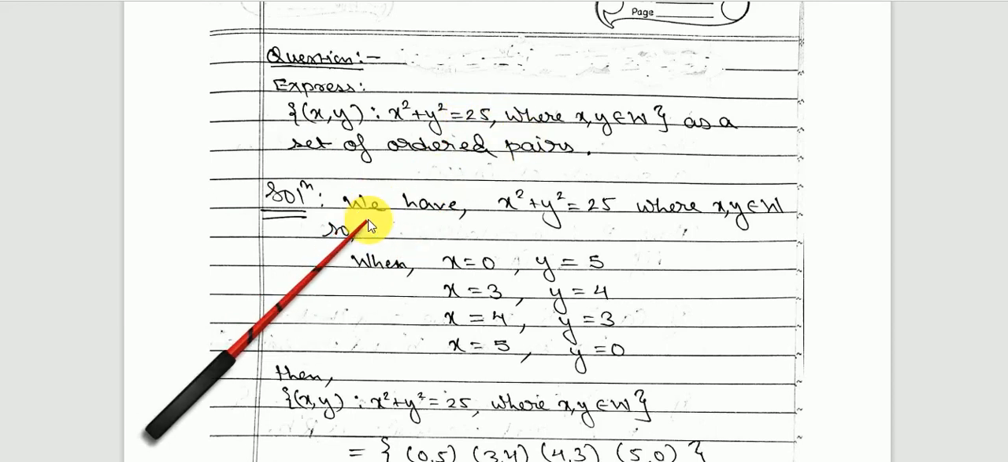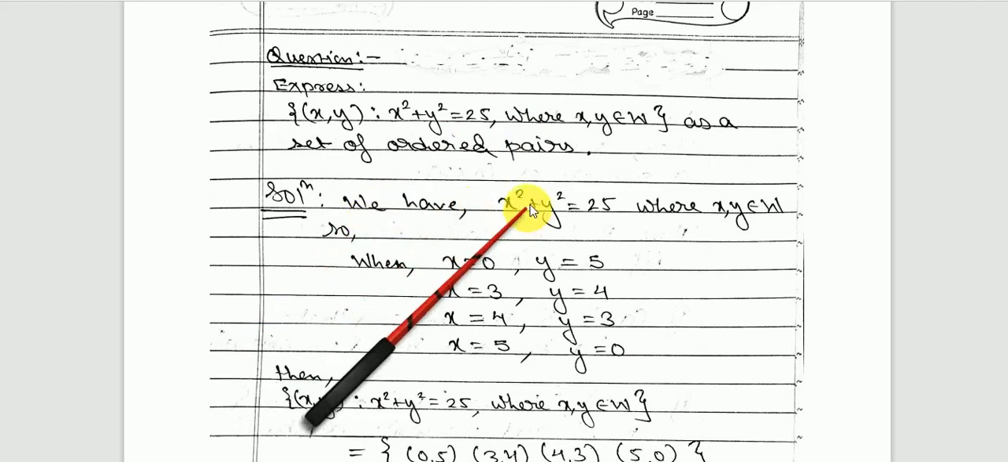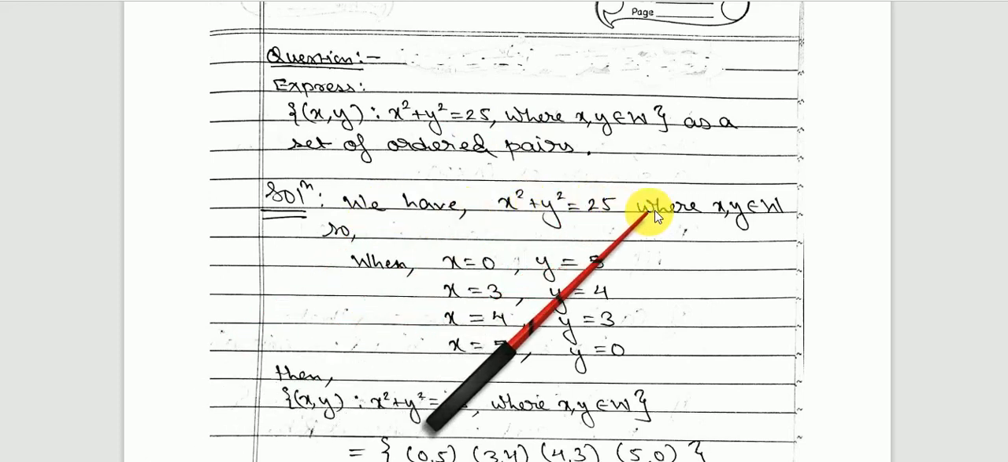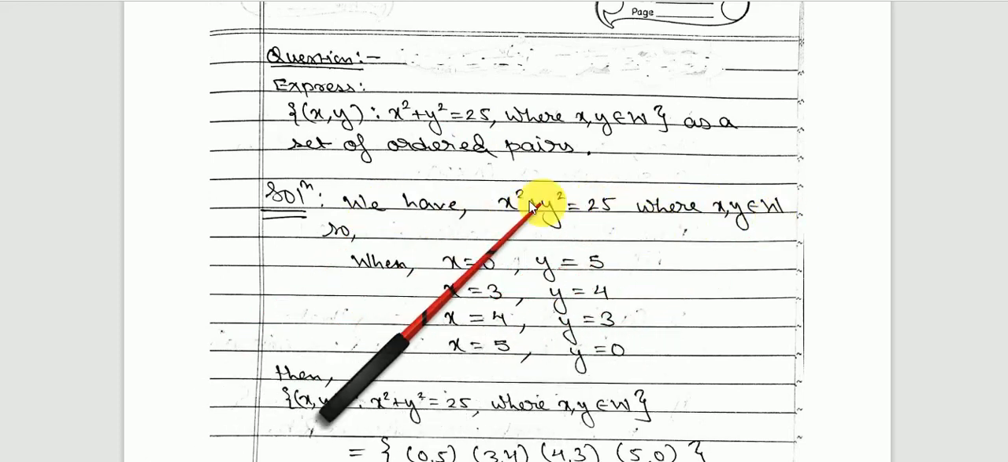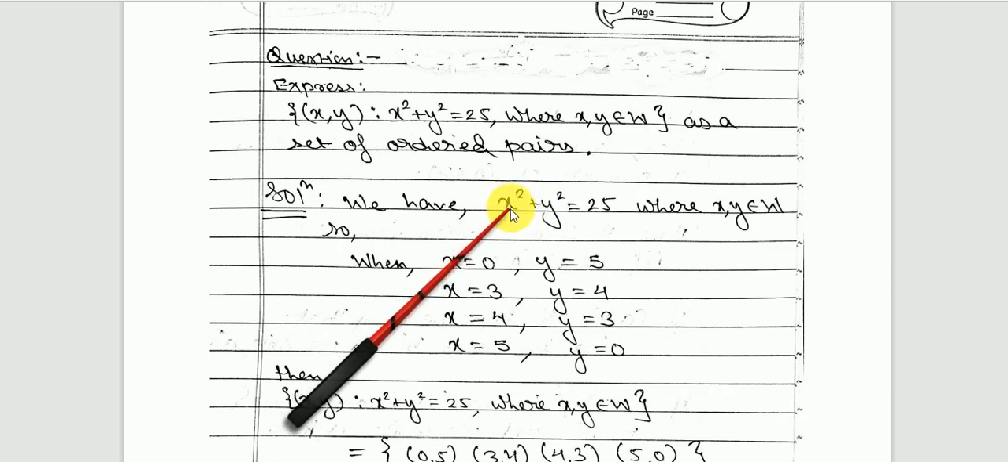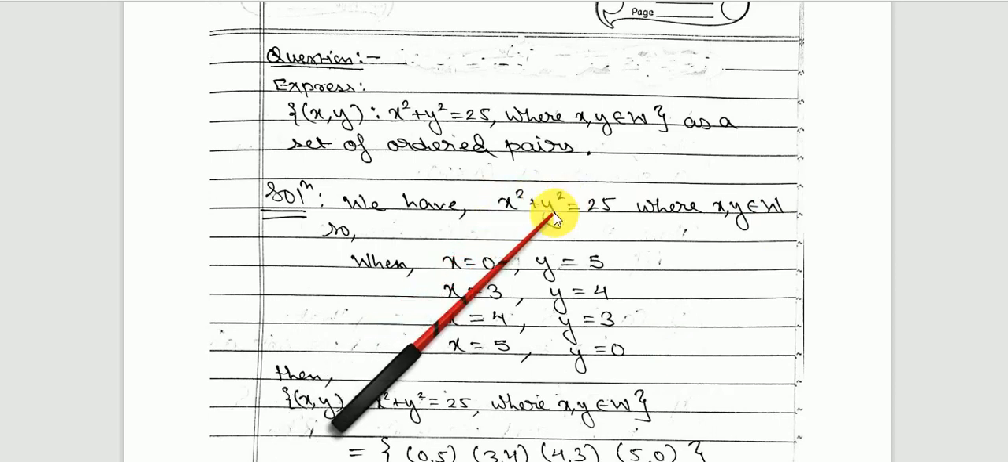So let us see. We have x square plus y square equal to 25, where x and y are whole numbers. So let us start by taking x equal to 0. If I take x equal to 0, then y will be 5. If I take x equal to 1, then I won't get any whole number for y. If I take x equal to 3, then I will get y equal to 4. If I take x equal to 4, then I'll get y equal to 3. If I take x equal to 5, then I'll get y equal to 0.